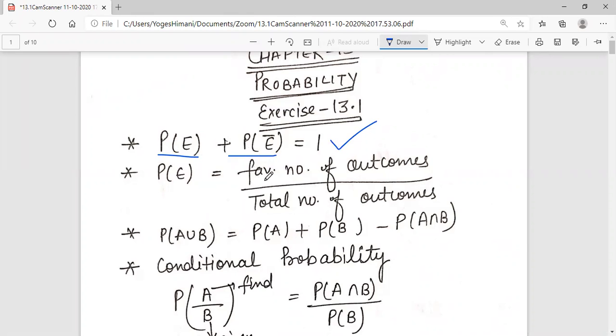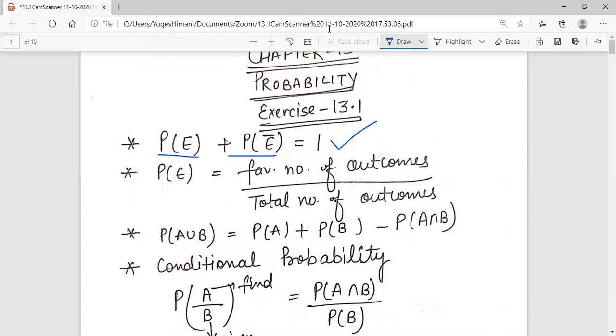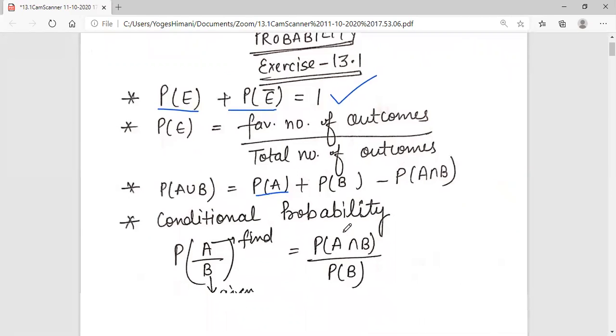And what is the formula of probability? Favorable number of outcomes upon total number of outcomes. Like the formula we revised in union in sets, the same formula we have to revise in probability. What is the formula of probability of A union B? Probability of A plus probability of B minus probability of A intersection B.